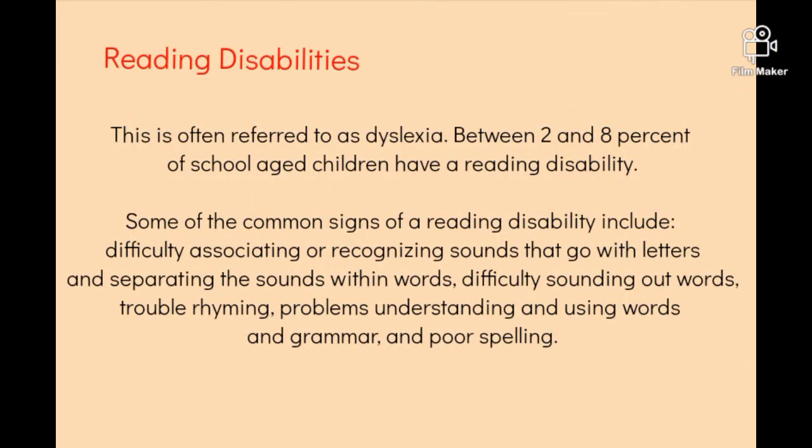First is reading disabilities. This is often referred to as dyslexia. Between 2 and 8% of school-aged children have a reading disability. Some of the common signs of a reading disability include difficulty associating or recognizing sounds that go with letters and separating the sounds within words, difficulty sounding out words, trouble rhyming, problems understanding and using words and grammar, and poor spelling.